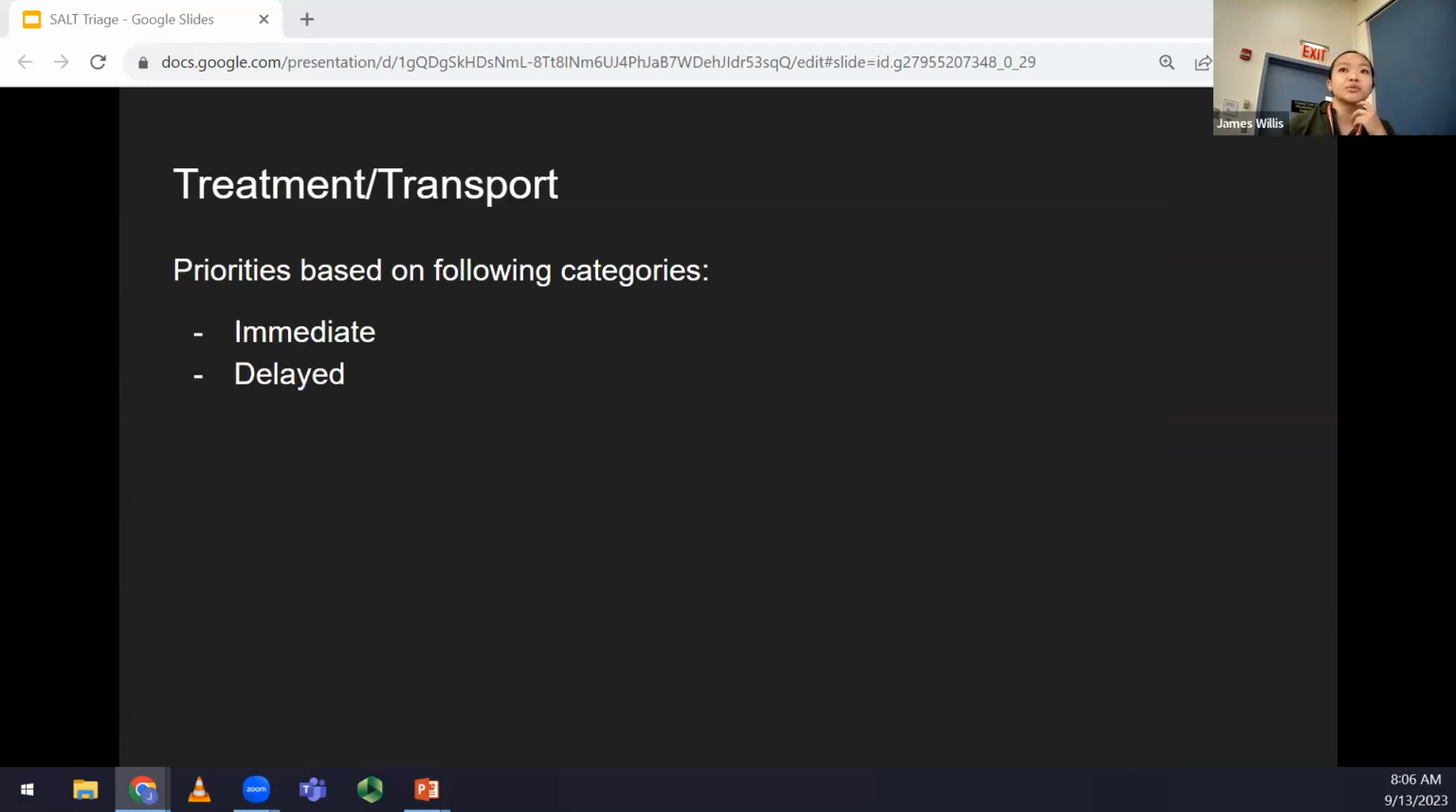Lastly, for SALT, the T is for transport or treatment. The priorities are given based on how you categorize them. The immediate or the reds are addressed first or transported first, then the delayed group, which is the yellow group, then minimal, which is the green group. The expectant are given transport and treatment if time and resources permit. And then obviously the dead are last.